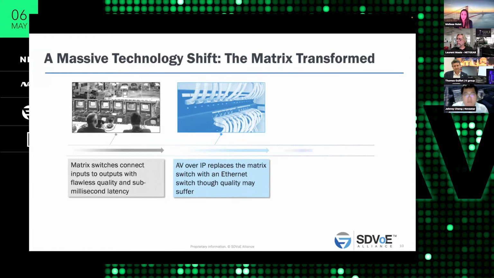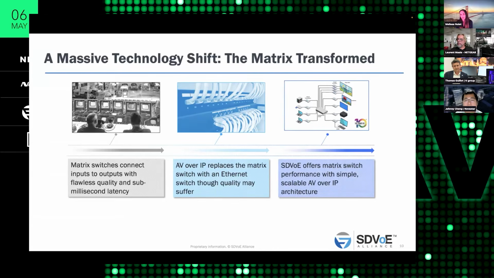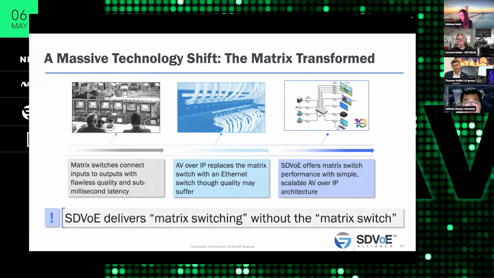And that's where SDVoE is different. SDVoE technology is based on 10 gig network. And in fact, it has zero compression and no latency. So really what you're getting is the matrix switch performance, but the flexibility of AV over IP. Now, I'm not going to tell you that you must always select SDVoE. Certainly there are times where an application might be sufficiently served by a 1 gig solution. But I think as system integrators and as consultants and as designers, your responsibility is to know the difference of when 1 gig just won't cut it.